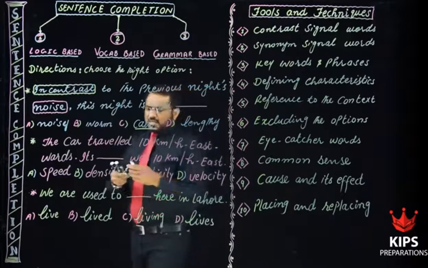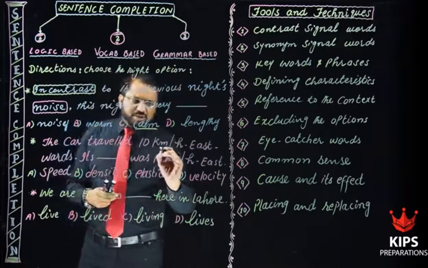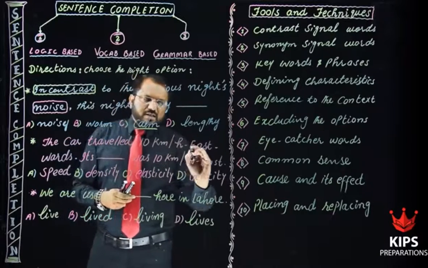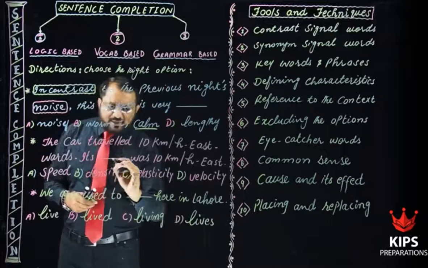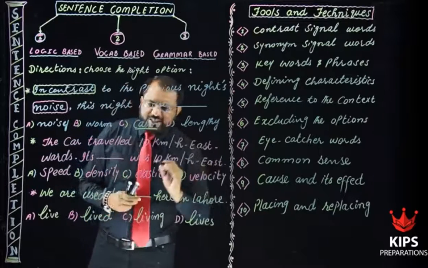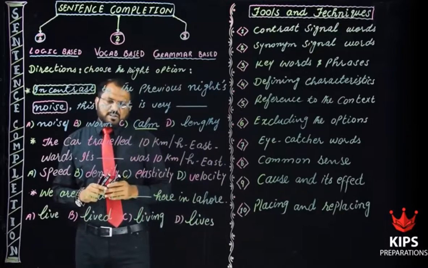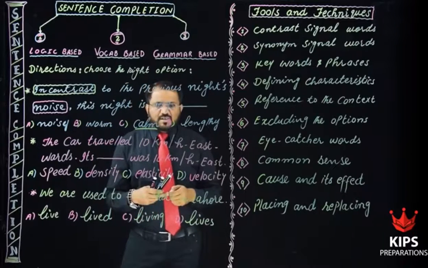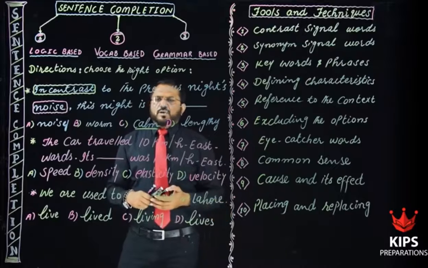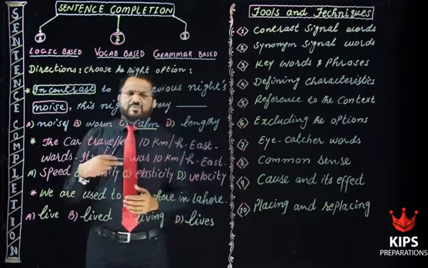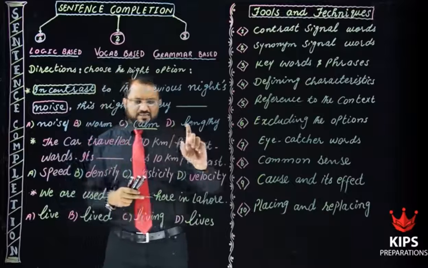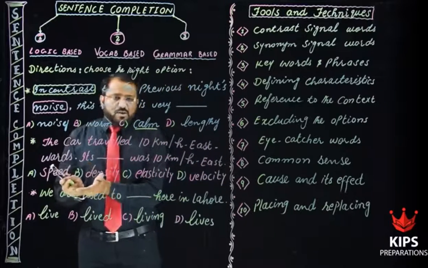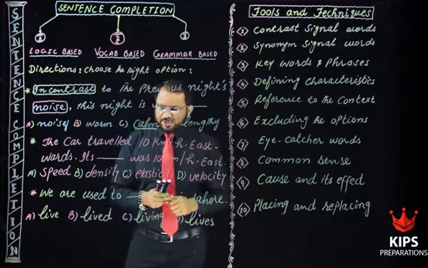For example, the car traveled 10 kilometers per hour eastwards. Its blank was 10 kilometers per hour east. Now, you can have a look at this. The students whose EQ level, I mean emotional quotient level, is very high, will jump to the conclusion that this is a damn easy question, and immediately, without thinking, without looking at the definition given in the sentence, they will mark that A is the answer. That is what I call an eye catcher. I will explain this later on in my lecture.